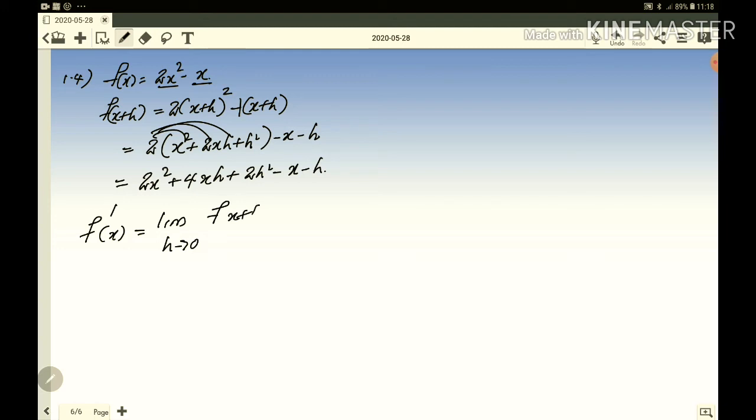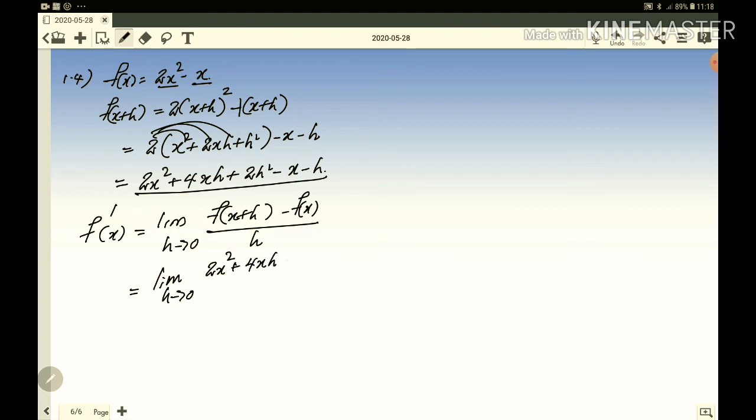f(x+h) minus f(x), divided by h. Now I have to substitute the limit h tends to 0. In the place of f(x+h), I have to write 2x² plus 4xh plus 2h² minus x minus h. Then minus, from the formula, f(x), which I have to write as 2x² minus x.